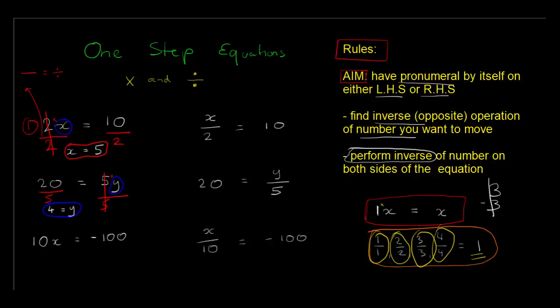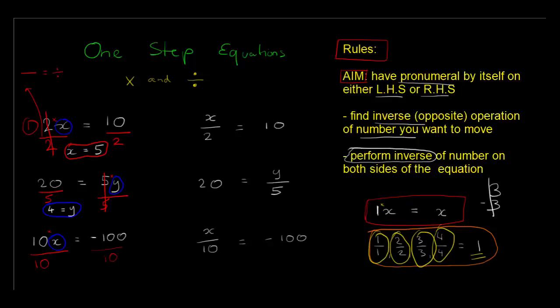Alright, so next one. 10x equals minus 100. Remember, the idea was we want to get the x by itself. Now we have a times in front. So 10 times x equals minus 100. Remember, if it's times, all we have to do is the opposite. We divide both sides by that same number, by 10.